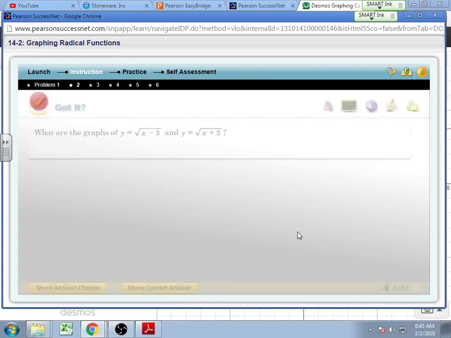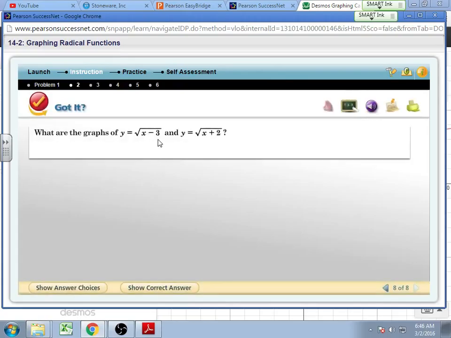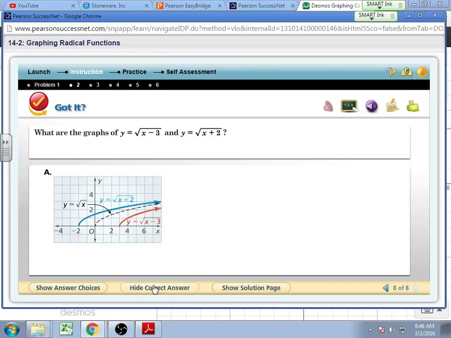So now if you try this on your own, think about where would radical x minus 3 go, and where would radical x plus 2 go. Take a second to write down your answers to that. X minus 3, of course, is going to shift to the right, and x plus 2 is going to shift to the left that many spaces.